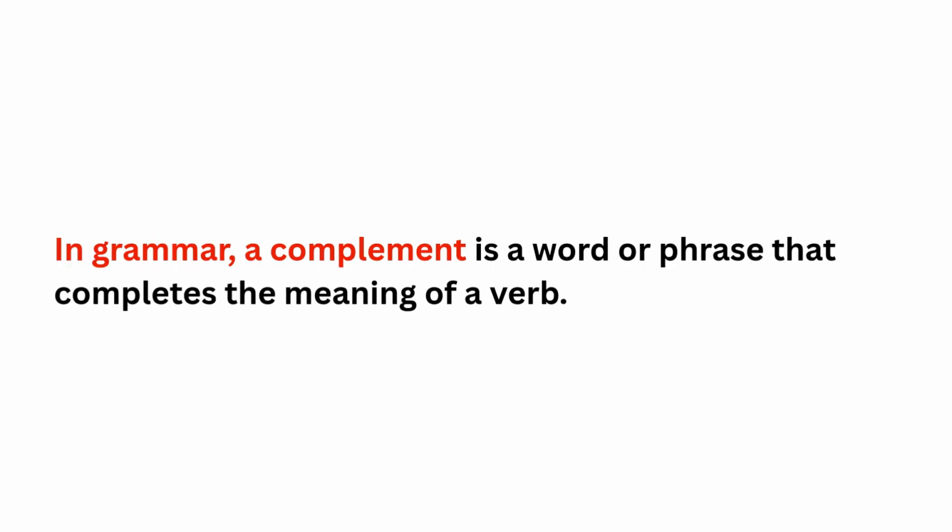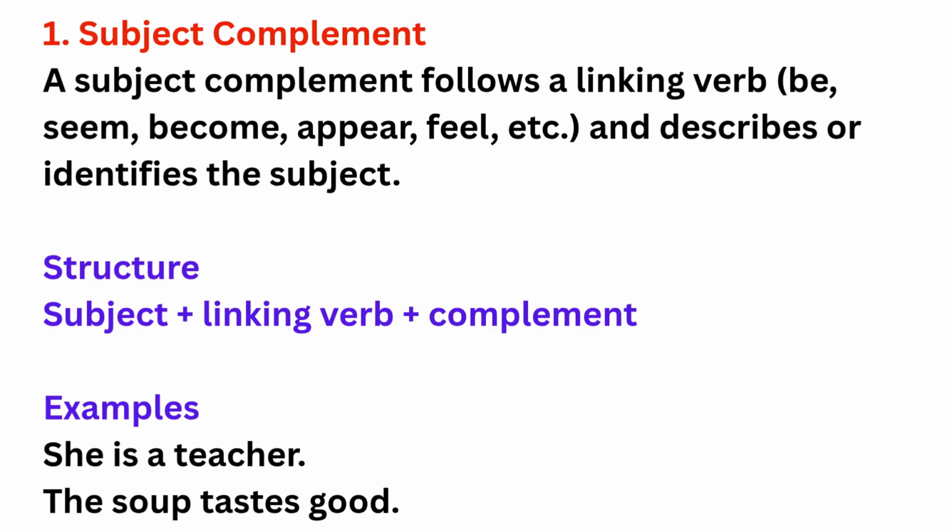Today, we will examine two important sentence patterns in English grammar, the subject complement and the object complement. Although these structures may appear similar, they serve different grammatical functions within a sentence. First, let us consider the subject complement.